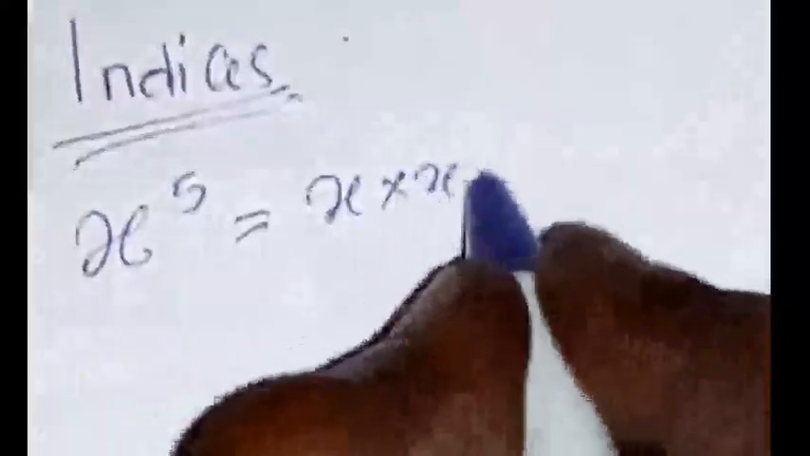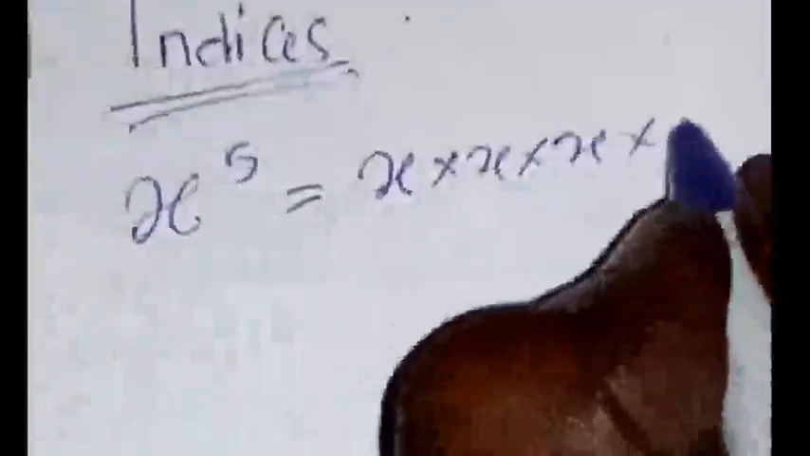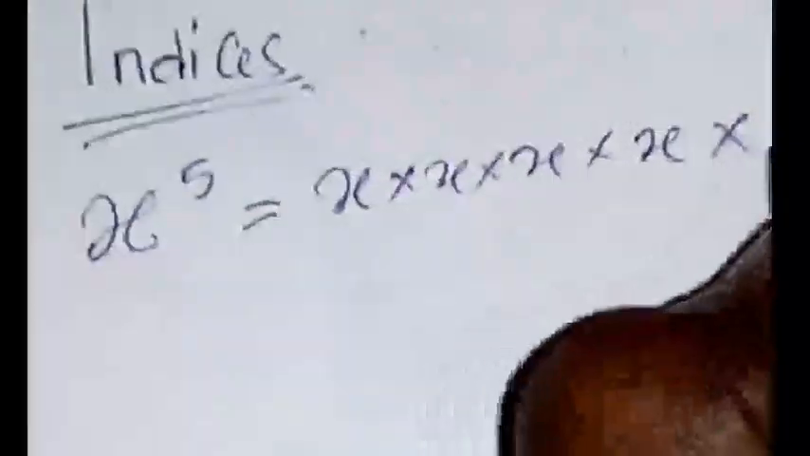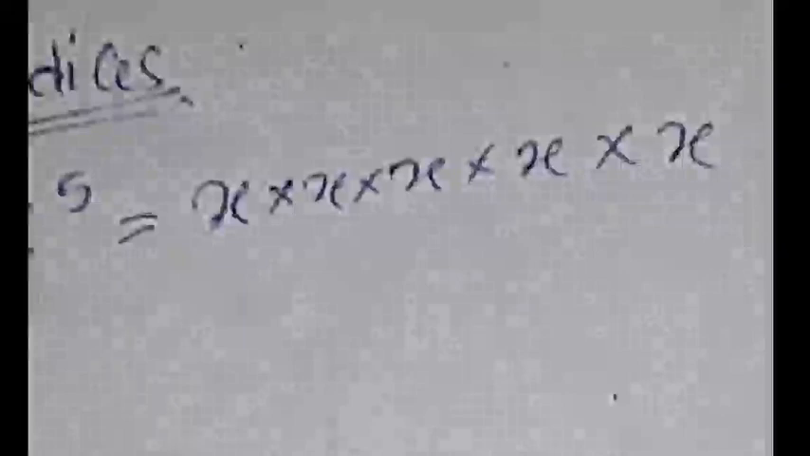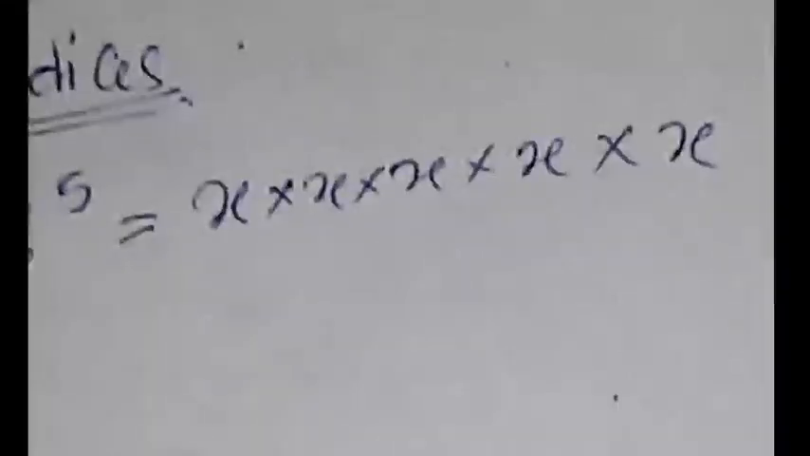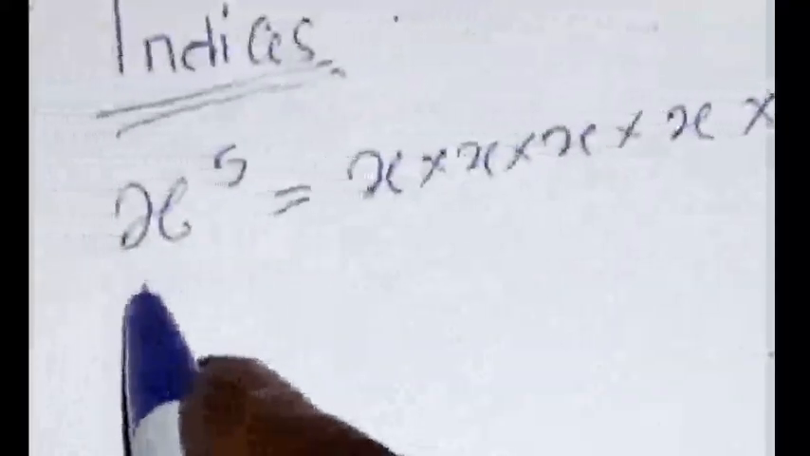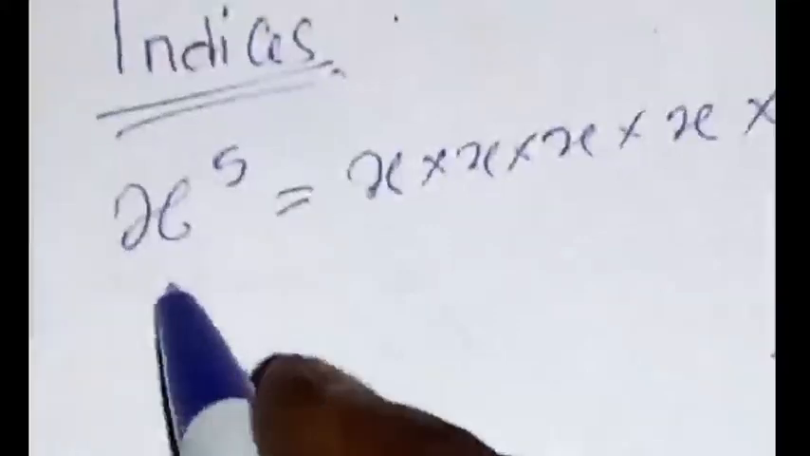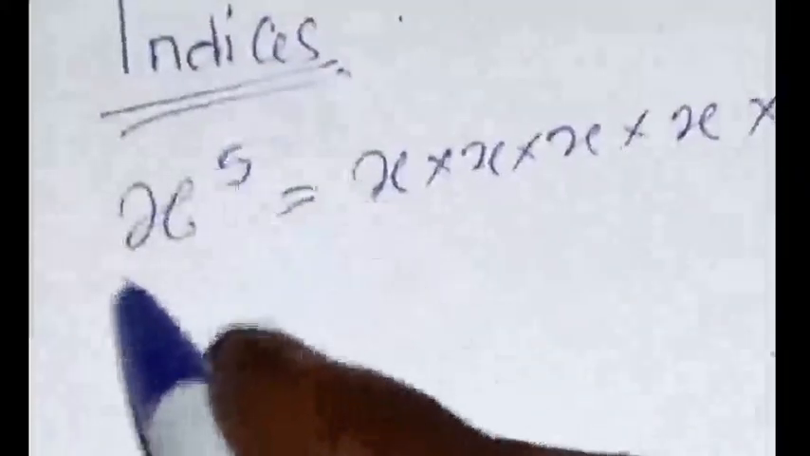Like for instance, if I have, let's say, x power of 5, this can be expressed as x times x times x times x times x, that is up to 5 times. X multiplies itself up to 5 times. So this simple expression of x multiplying itself 5 times is what we call index form.